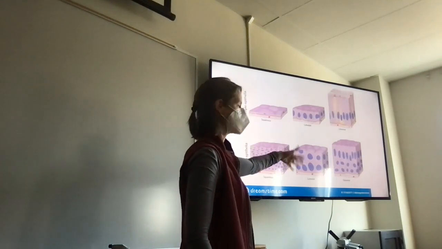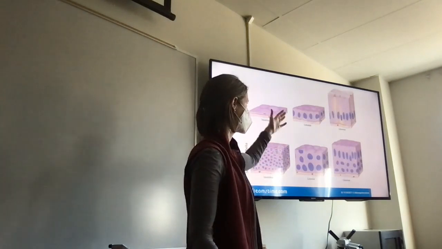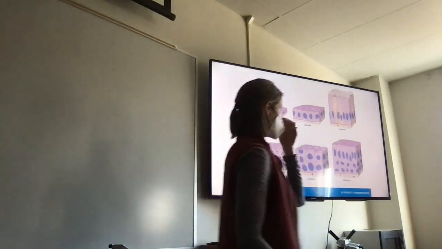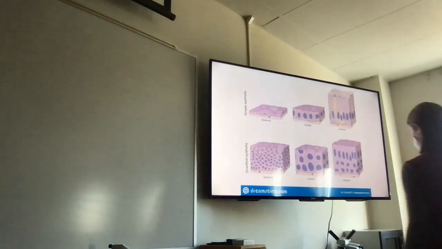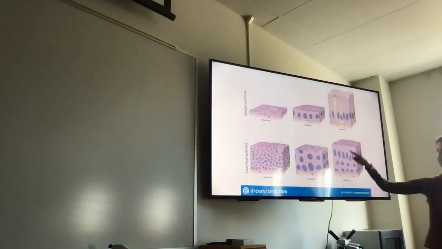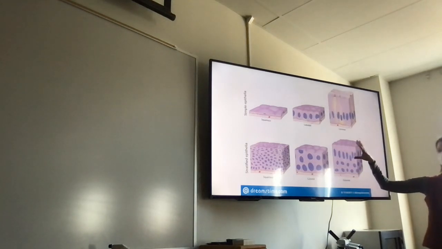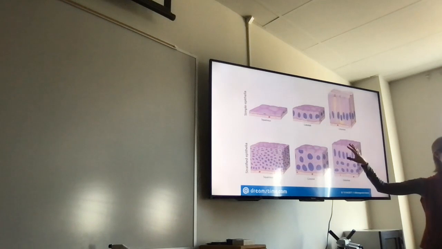Cuboidal is pretty much the same no matter what layer you're looking at. Cuboidal is pretty easy, stratified or simple. And then columnar, we run into the same issue with the bottom layers. They're kind of cuboidal, but the top layer is definitely made up of column-shaped cells. So that's considered stratified columnar epithelia. So if you're looking at multiple layers of cells on top of each other, look at the top layer for the shape description.